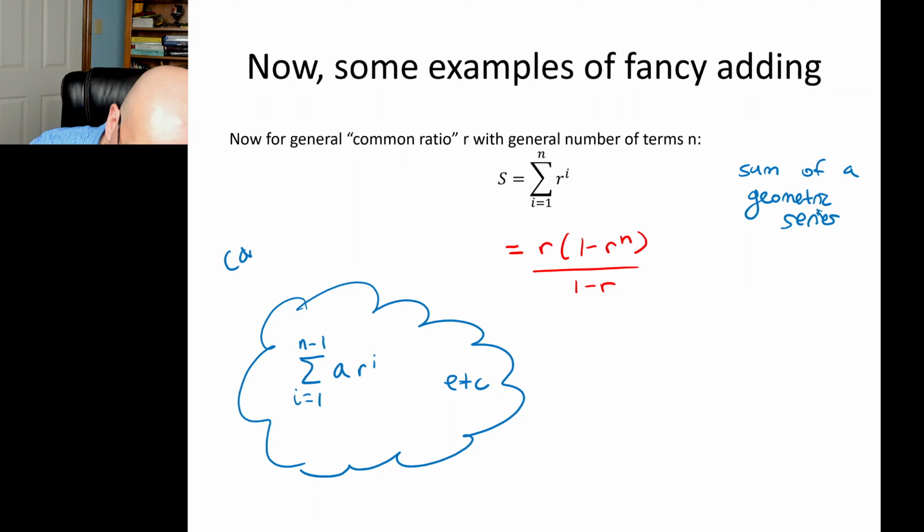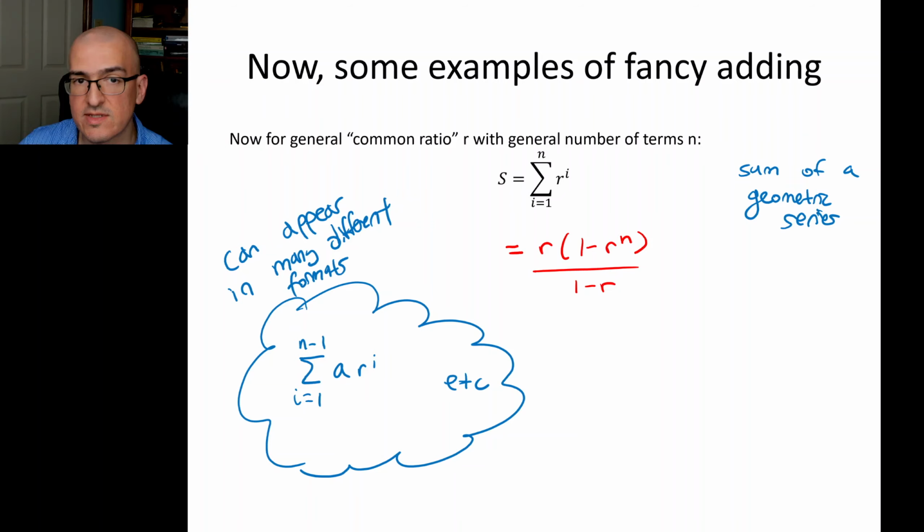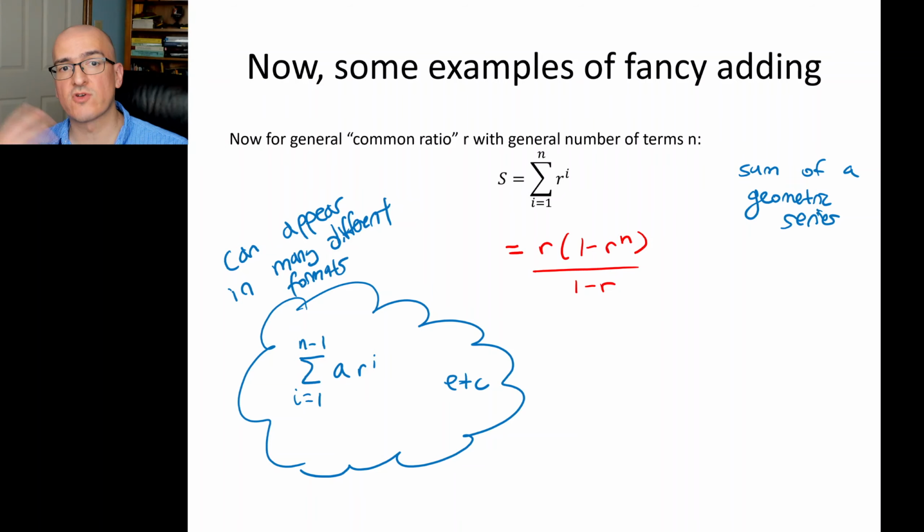It can appear in many different formats. So this one has a slightly different formula, and there are so many different formulations of it that I'm not going to exhaustively write them all down. But this is how they come about.